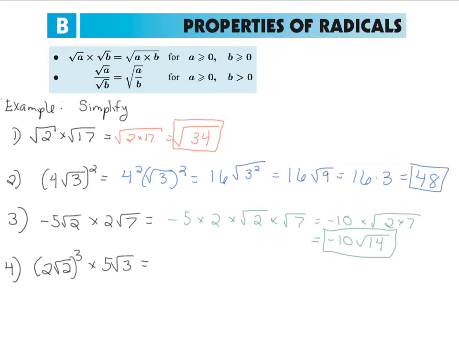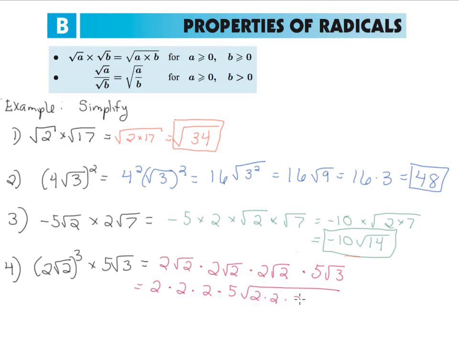For example 4, I'm going to start by distributing my cube to each of my bases here. Or you can also write this as 2 square root of 2 times 2 square root of 2 times 2 square root of 2. So you can either distribute as I did in example 2, or you can rewrite it 3 times as I'm doing in this example. Just like in example 3, now let's put the numbers outside the radical and multiply them together. And then we're going to put the numbers underneath the radical and multiply them.